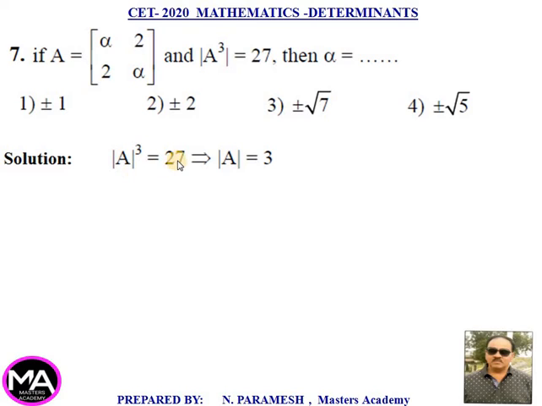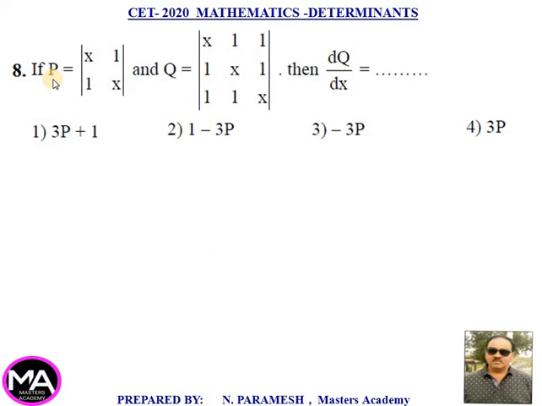Determinant A whole cube is equal to 27, which implies determinant A is equal to 3. Determinant A is nothing but alpha square minus 4 is equal to 3. Therefore alpha square is equal to 3 plus 4, which is 7. Alpha is equal to plus or minus root 7, that is there in option third one.